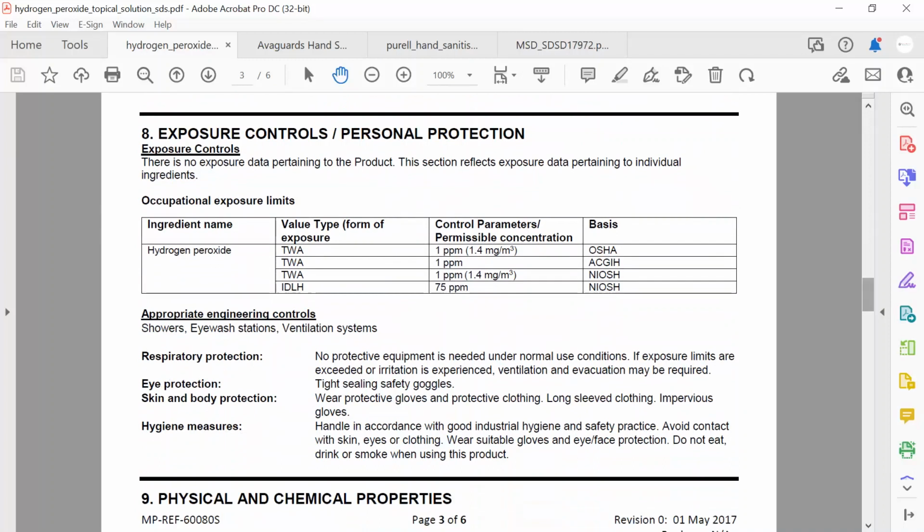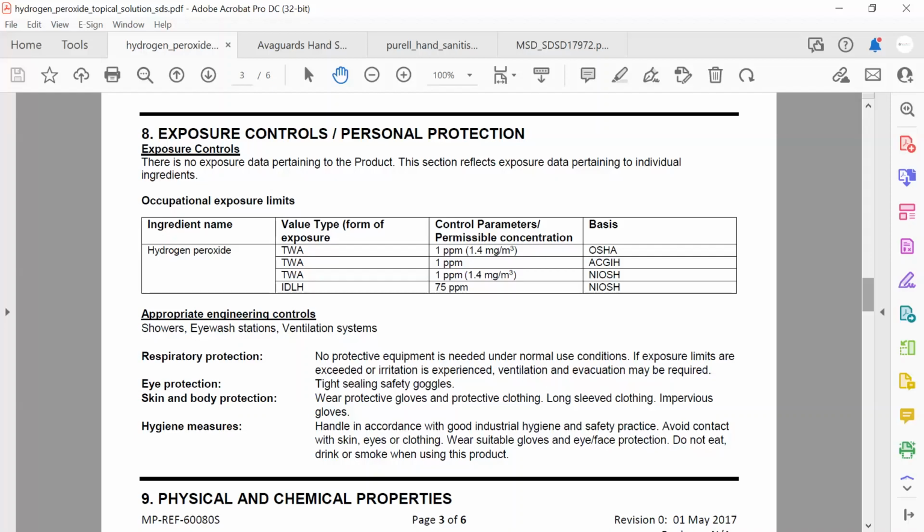It does talk about your permissible exposure limits under OSHA's regulations on the top line. Then it talks about NIOSH as well as another government agency. Then it talks about appropriate engineering controls, meaning having showers and eye wash stations and proper ventilation. It doesn't require you to wear protective equipment for respiratory, but it does want you to wear tight sealing safety goggles and wear protective gloves and protective clothing, ideally long sleeve clothing, and then impervious gloves.